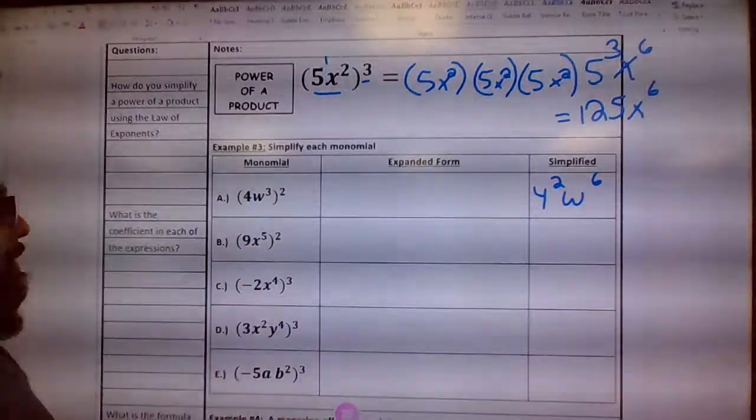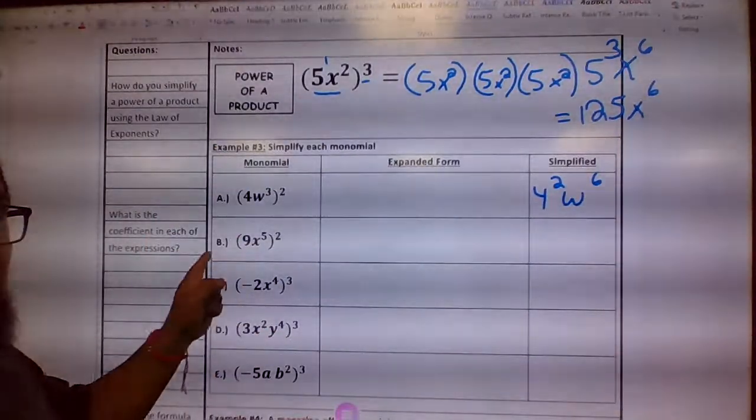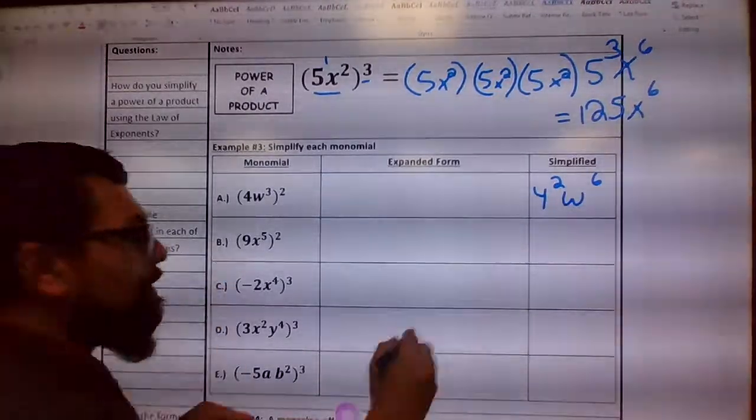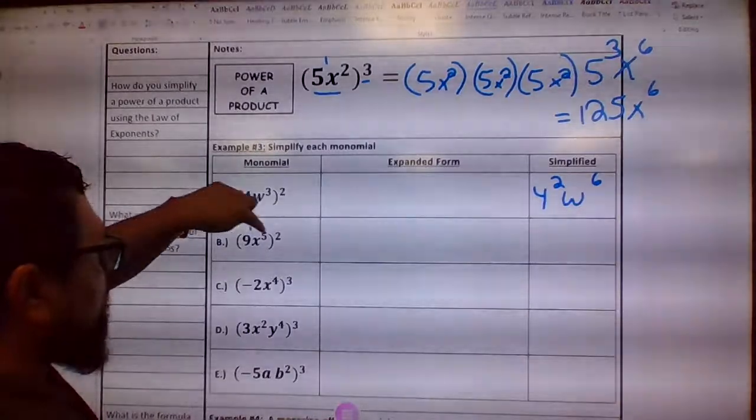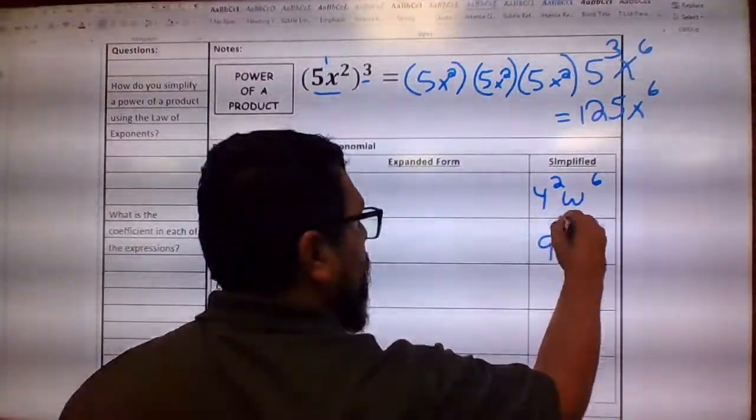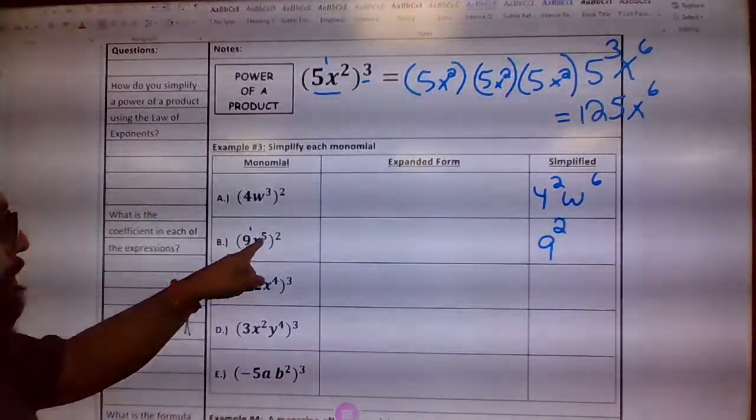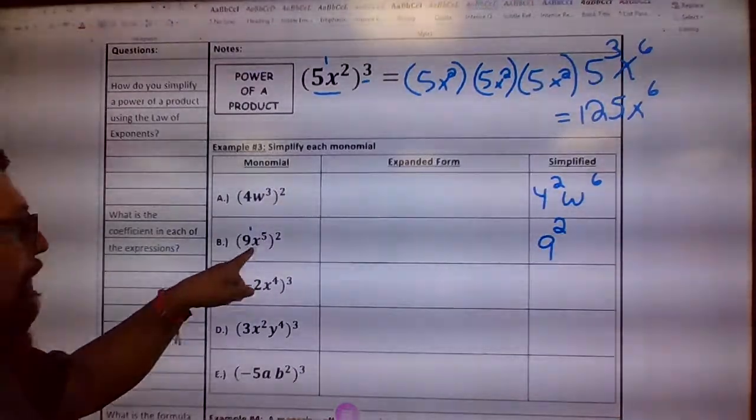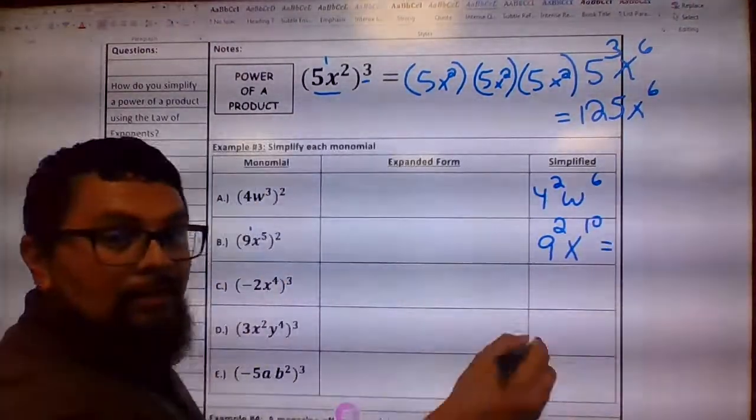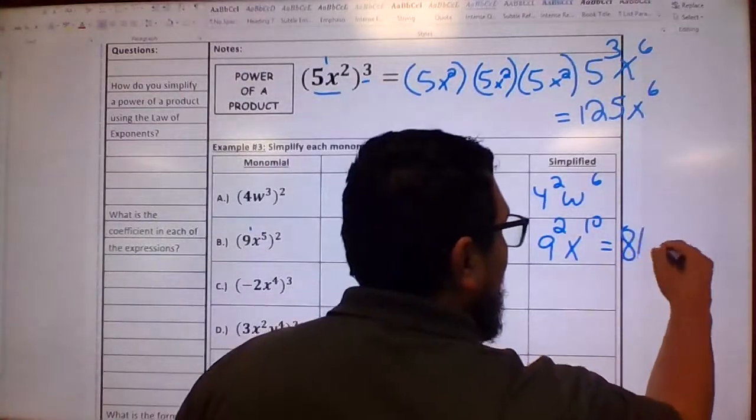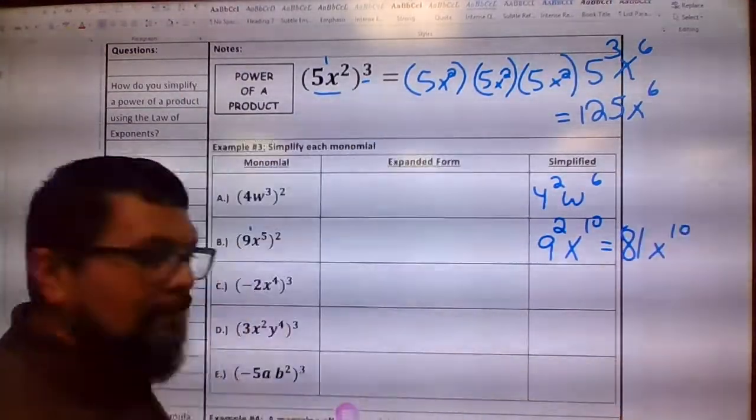Okay, we did these. I had you do b. The answer for b is, there's a 1 here, so 1 times 2 is 2. So 9 squared. And then 5 times 2 is 10, so x to the 10th. Now, if you actually multiply it out, you're going to get 81 x to the 10th.